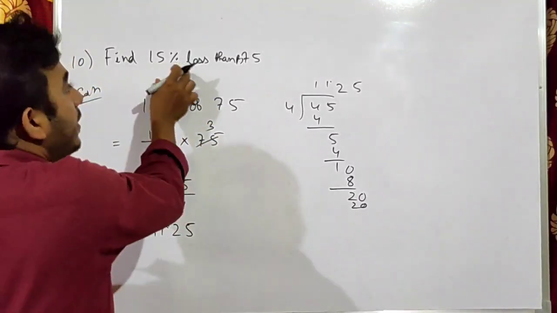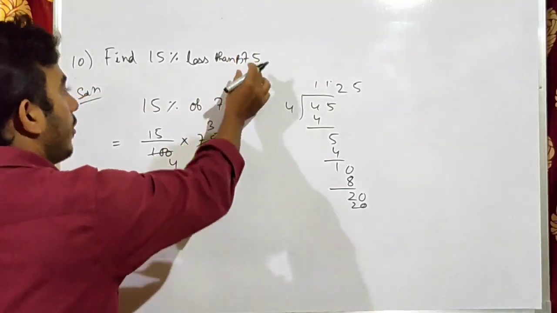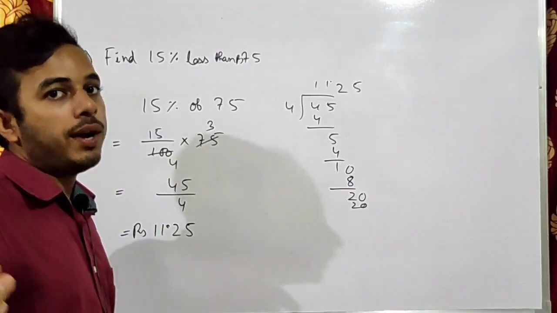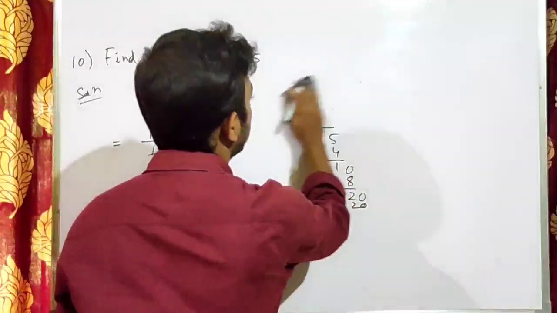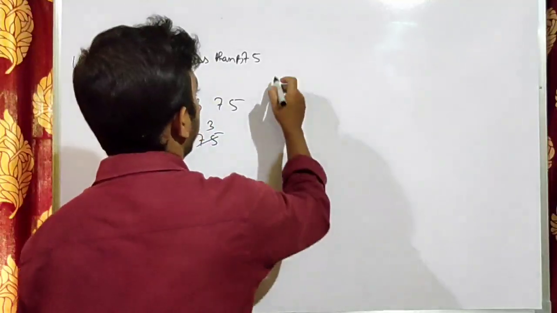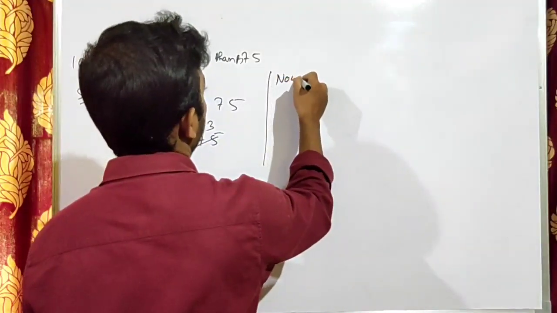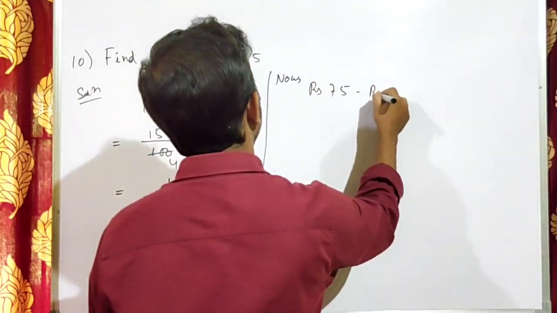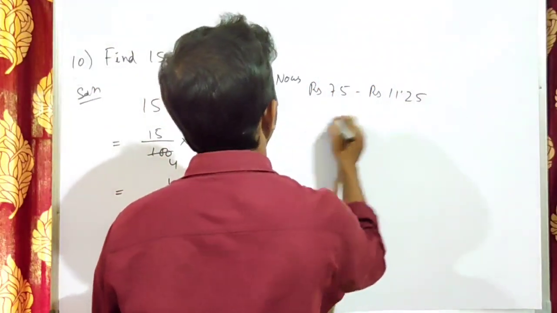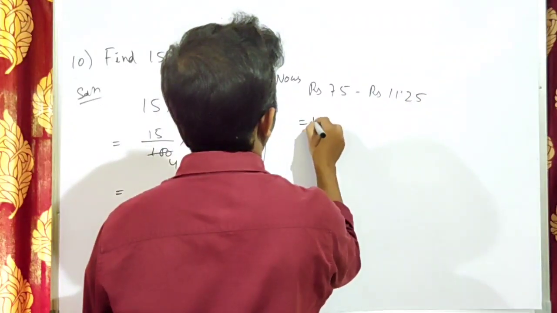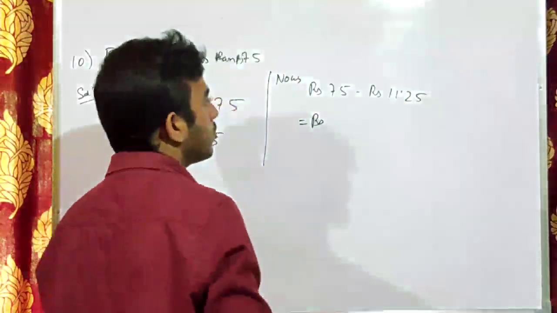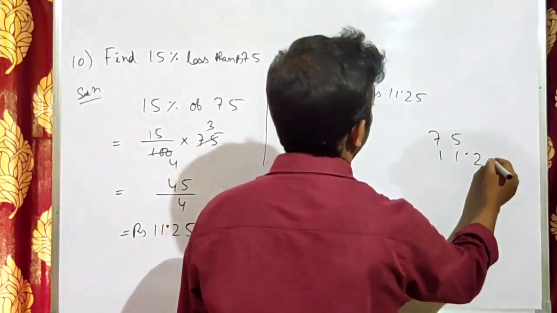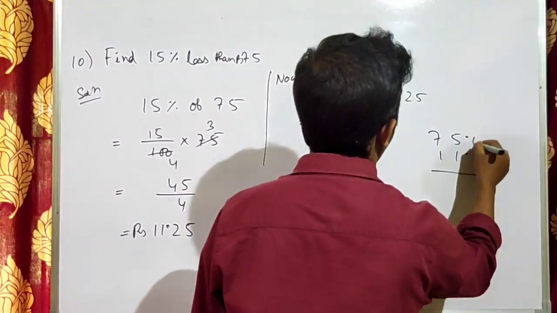Now we have to find 15% less, isn't it? So from 75, if we subtract this one, we'll get our required answer. Okay, so let's subtract. Rupees 75 minus rupees 11.25.